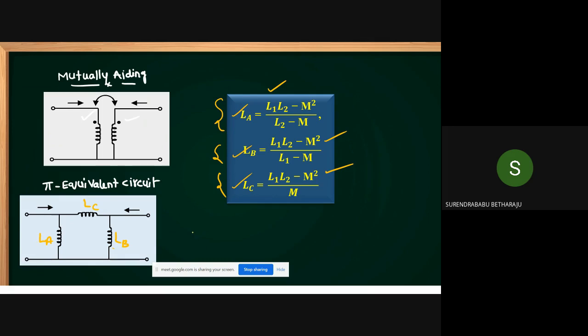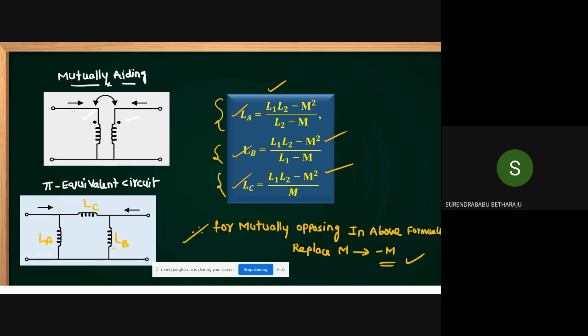For mutually opposing, in the above formulae, replace M by minus M. Replace M by minus M if it is asked for the mutually opposing case. But this I am giving for the mutually aiding case. What is LA, what is LB and what is LC?